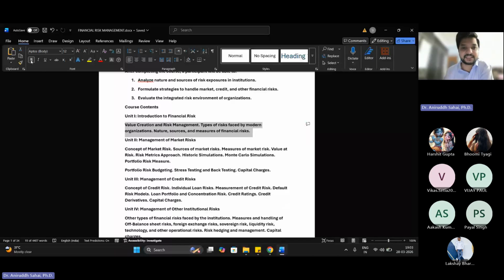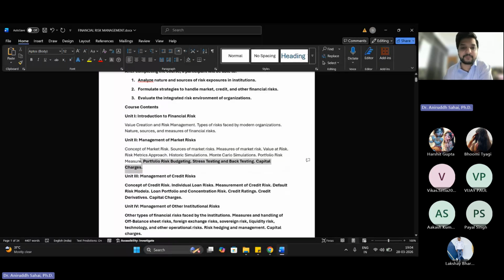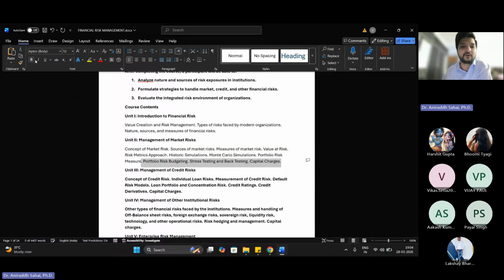As you can see on the screen, the first unit is about the introduction to different kinds of financial risks. There are a variety of risks that all companies are facing. This is from the company's perspective, but the subject is applicable even from a personal investing standpoint. Even if you're managing your own portfolio, this subject is quite relevant. So the first unit is about the basics of financial risk, different kinds. Why do we need to manage risk? What are the sources of risk, and how do we measure and tackle various kinds of risk?